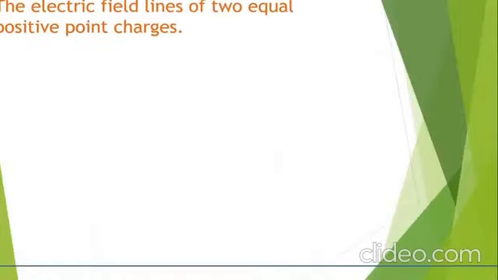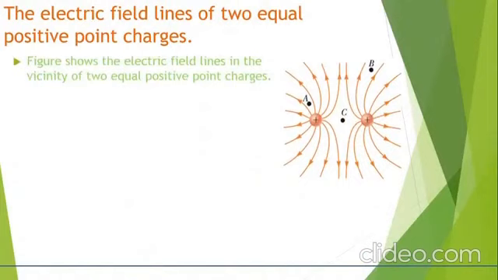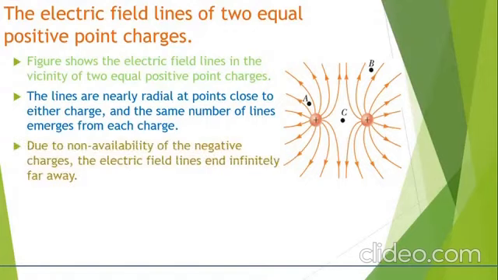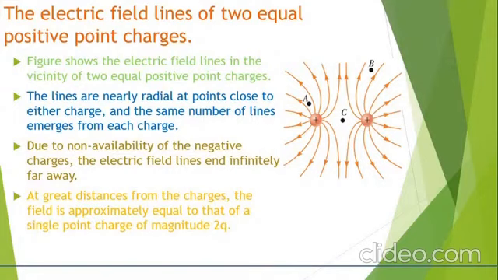Now we shall describe the electric field lines of two equal positive point charges, as we can see here in this figure. Again, the lines are nearly radial at points close to either charge, and the same number of lines emerges from each charge because the charges are equal in magnitude. Because there are no negative charges available, the electric field lines end infinitely far away. At great distances from the charges, the field is approximately equal to that of a single point charge of magnitude 2q.